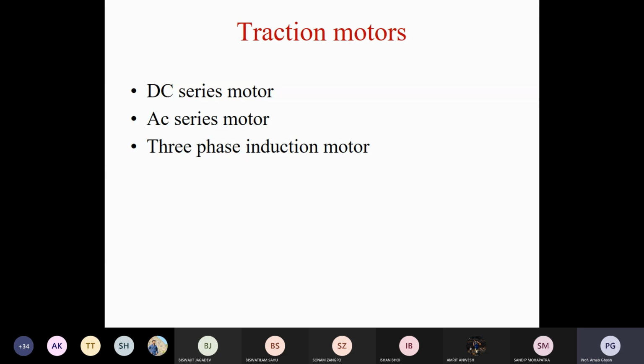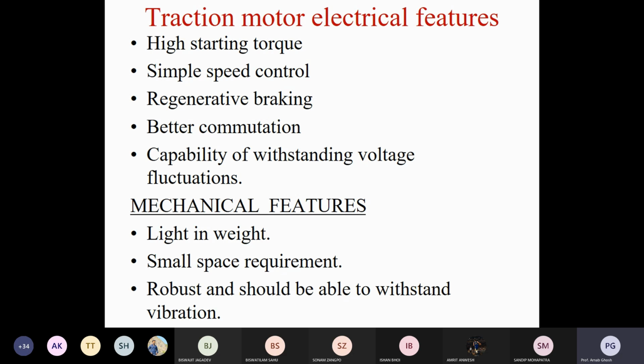In that case frequency and amplitude magnitude both should be varied. That is only possible if we are changing the control methodology. If we change to different power electronics control methodologies, only then is implementation possible. Especially, you know that traction motors have some electrical features.